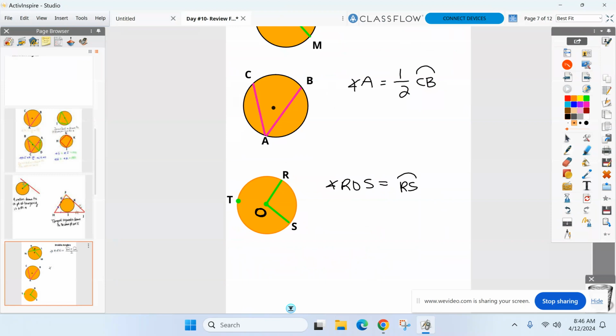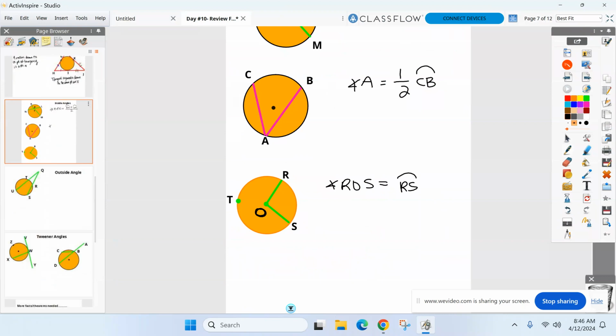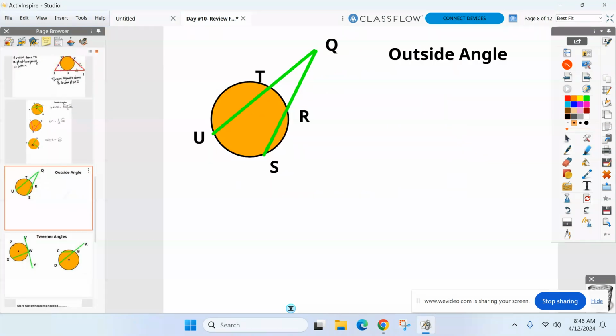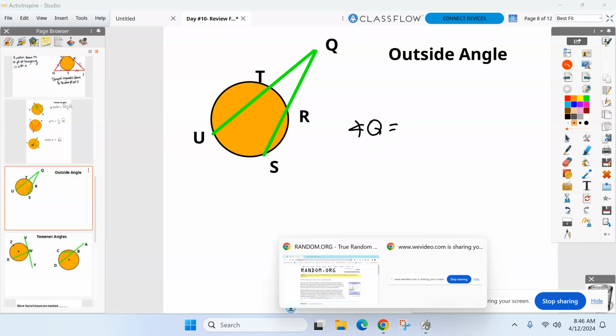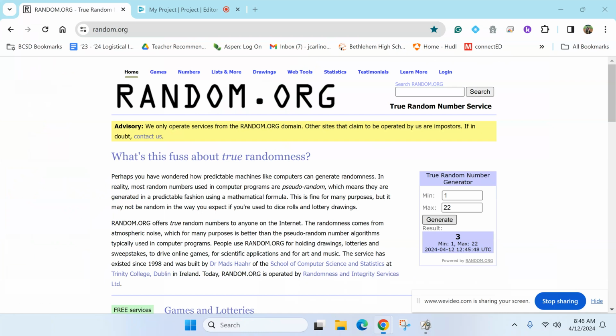So we have three types of angles inside. Well, if it's not inside, it could be outside. And when it's outside, we don't care how it's formed. There's no other questions. Once you notice angles on the outside of a circle, there's only one way to find it. So how do I find angle Q there on the outside? What's the rule for an angle on the outside?